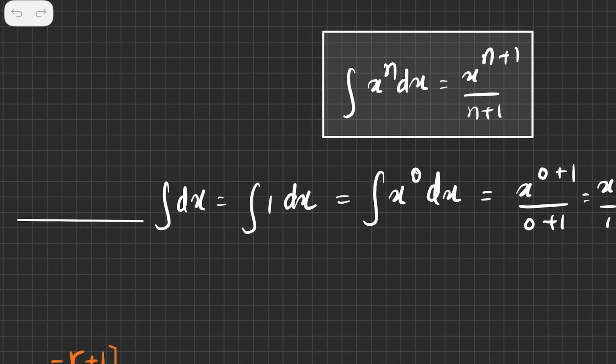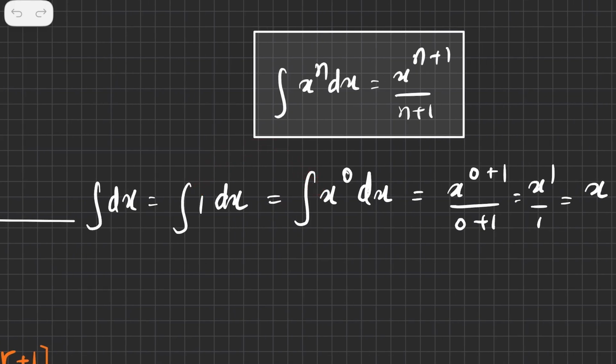Now integration of dx is as good as integration of 1 dx. You can write 1 at any point of time, and this 1 can be written as x raised to 0, because anything raised to 0 is 1. So 1 can be written as x raised to 0.